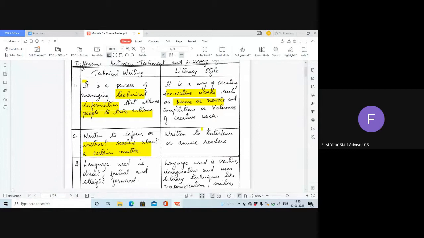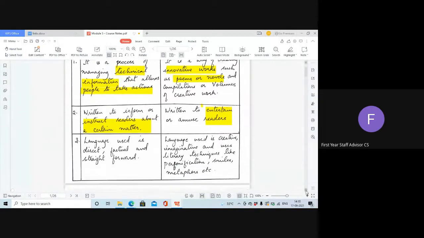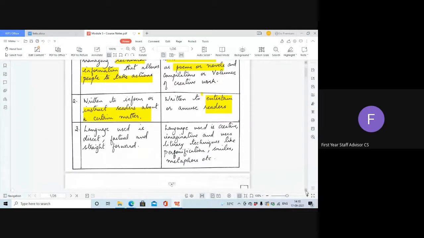That is, people read storybooks for entertainment, not to perform some action. So it is written to entertain or amuse the readers. A literary style of writing is done to entertain readers, whereas technical writing is done to instruct the readers. Okay, then in technical writing, language used is direct, factual, and straightforward.